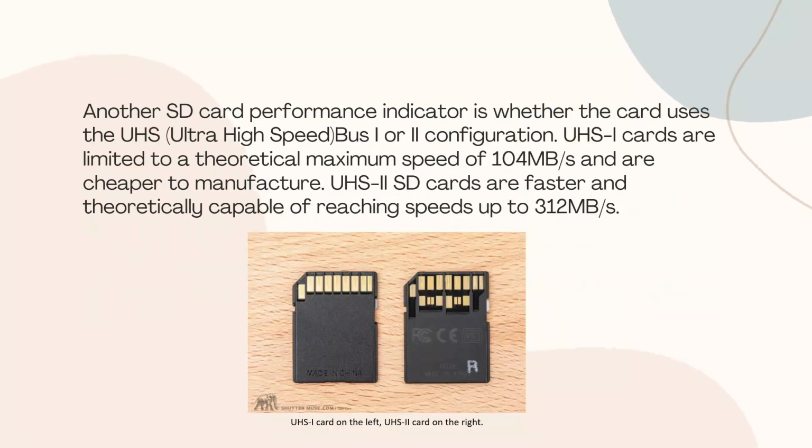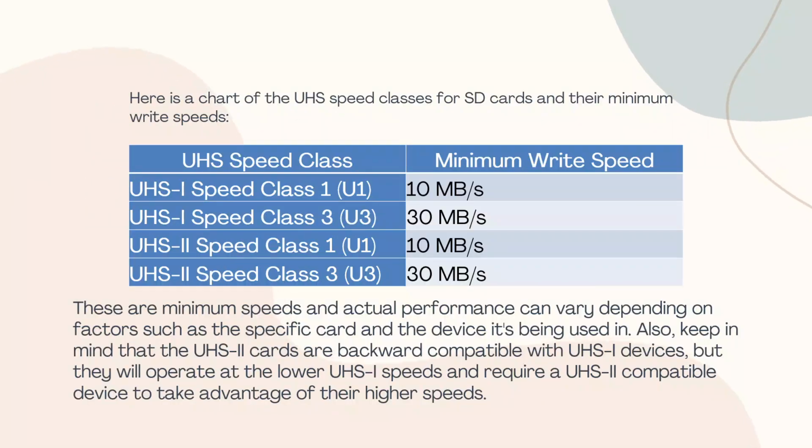Let's go back one slide to see that, so you can visualize that. And here's a chart of the UHS speed classes for SD cards and their minimum write speeds. These are minimum speeds, and actual performance can vary depending upon factors such as a specific card and the device it's being used in. Also, keep in mind that the UHS2 cards are backward compatible with the UHS1 devices, but they will operate at the lower UHS1 speeds and require a UHS2 compatible device to take advantage of their higher speeds.